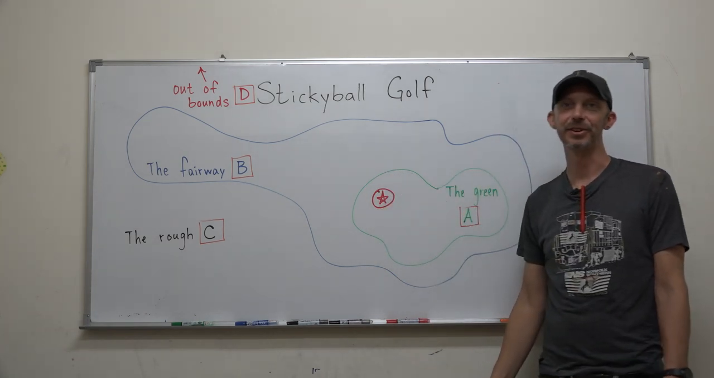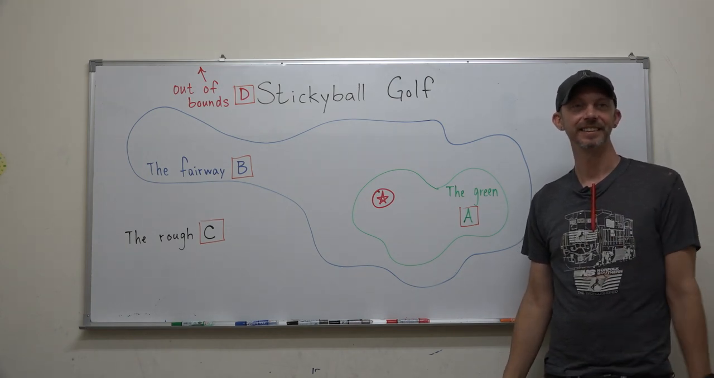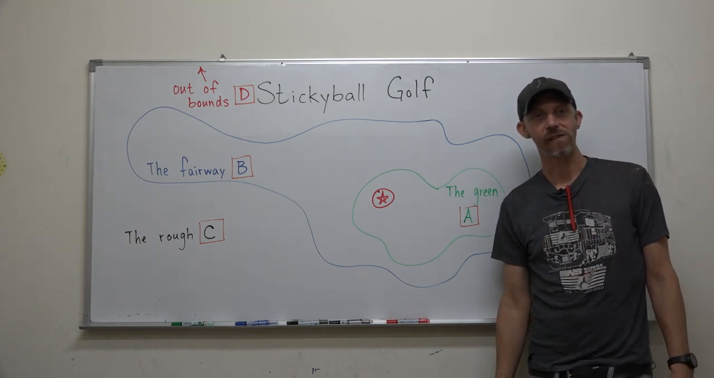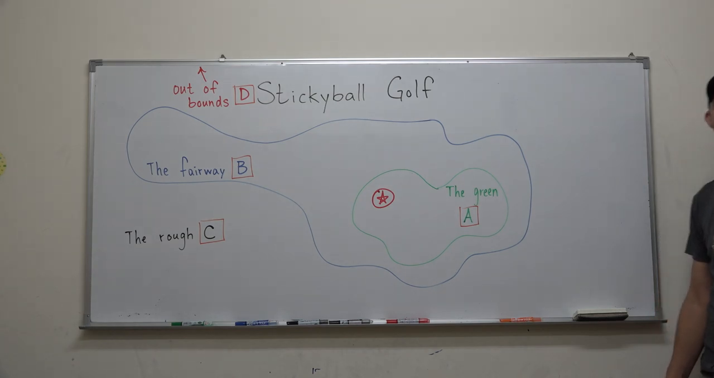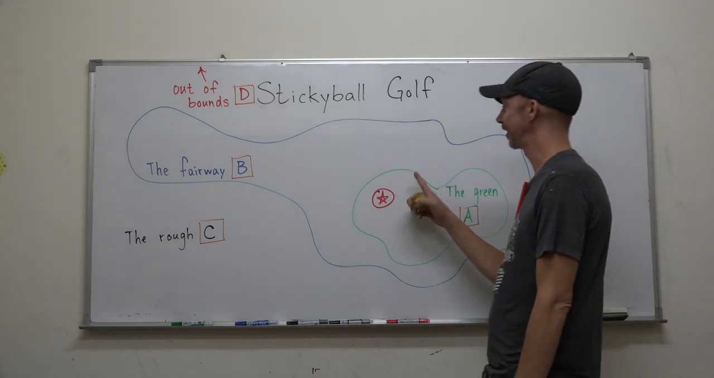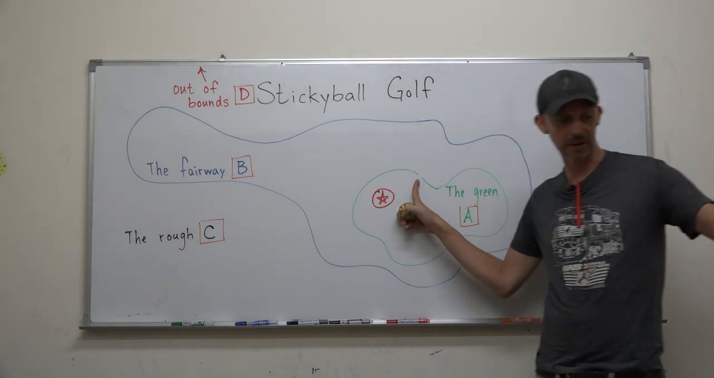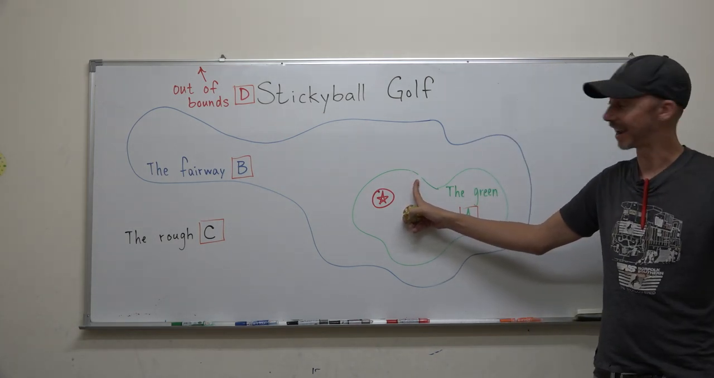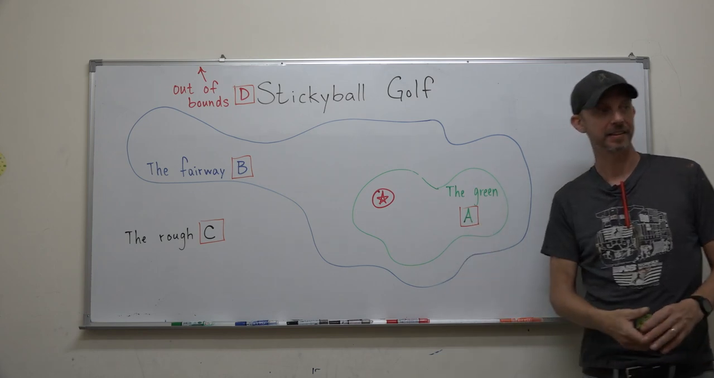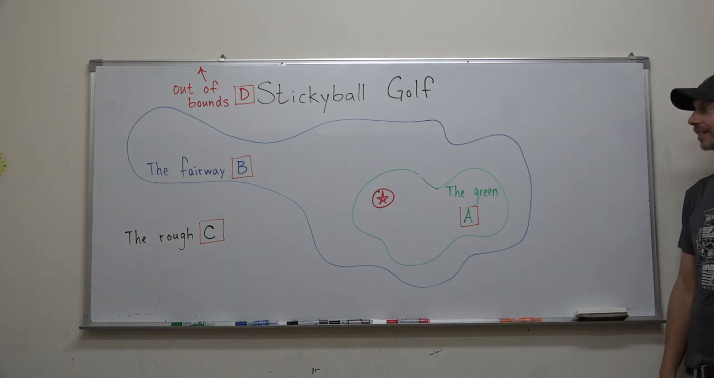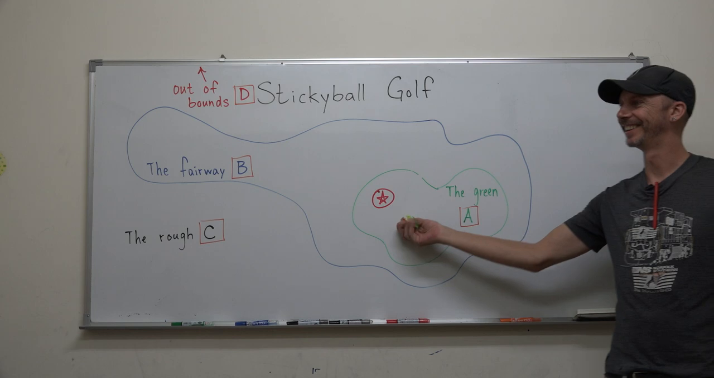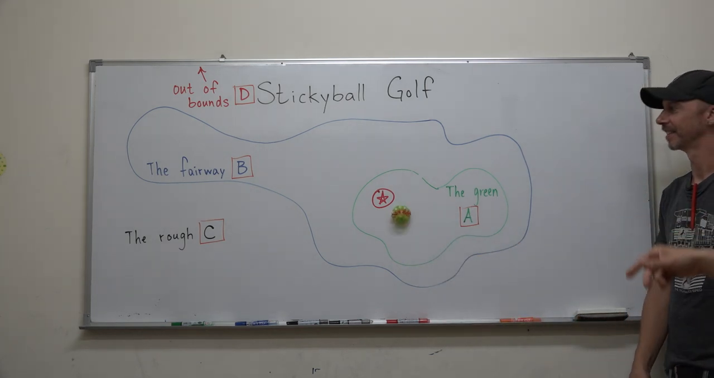So let's have a student stand up and give it a go. Let's see how well you do. Okay, wow, very good. So this student in one shot gets to come all the way up to stand at A and take his second shot. Oh no. So that's two, three, four.